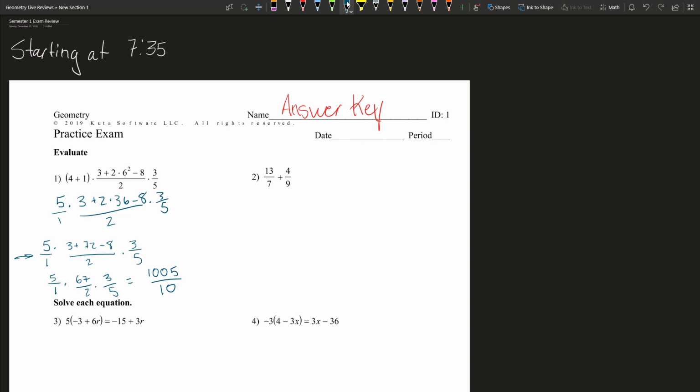And then we can multiply the numerators. So when we're multiplying fractions, you multiply the numerators and you multiply the denominators. So 5 times 67 times 3 is 1005. And then 1 times 2 times 5 is 10.